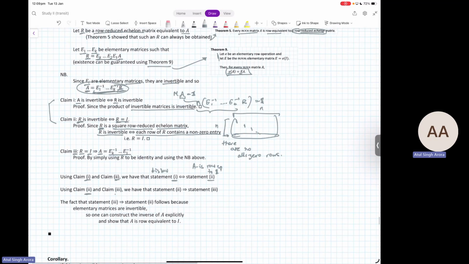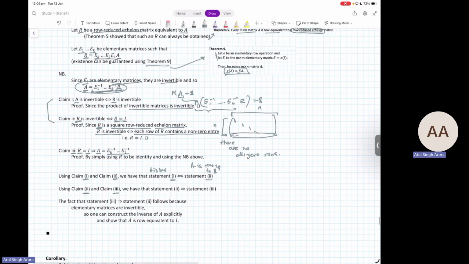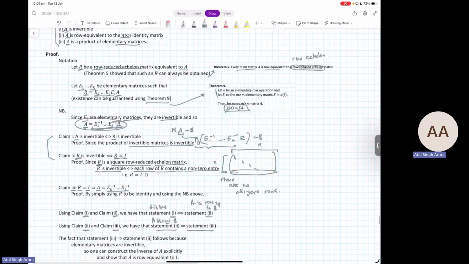And claims 2 and 3 are showing that statement 2 implies statement 3. So the fact that A is row equivalent to identity implies statement 3, which is that A is a product of elementary matrices. This is just this statement here. Is that okay?